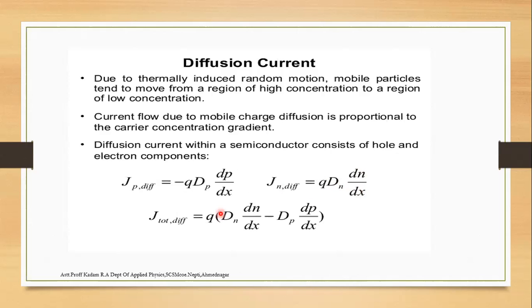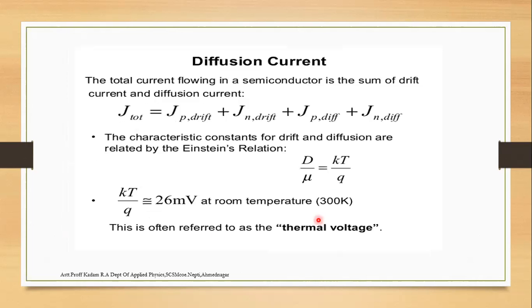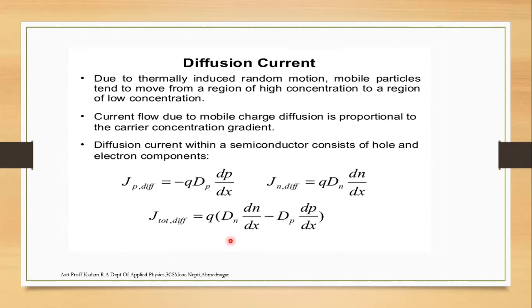So putting these equations together for the n type and the p type, J total diffusion has the common term q. Then the equation is dn with respect to x minus dp divided by dx. Solving that gives the total diffusion current.